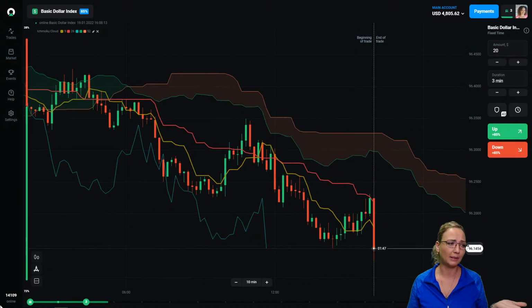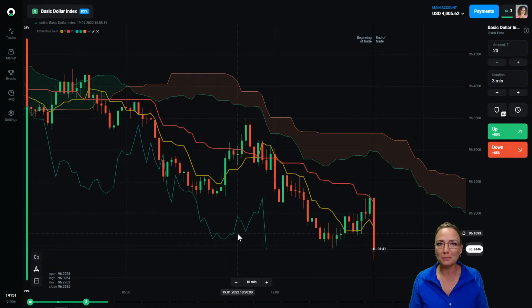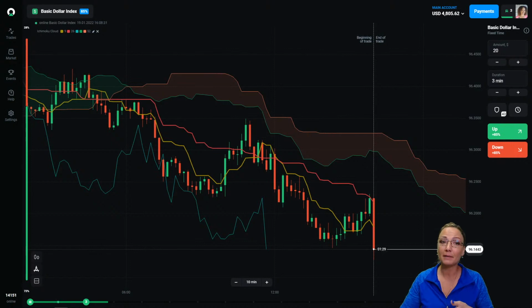And the last line that we have in the indicator is the Chikou line. I love this name. It's teal or light blue, however you like to call it. Basically, it travels behind the price movement. It's the last closing price set 26 periods into the past. And you can use this line as a confirmation signal.